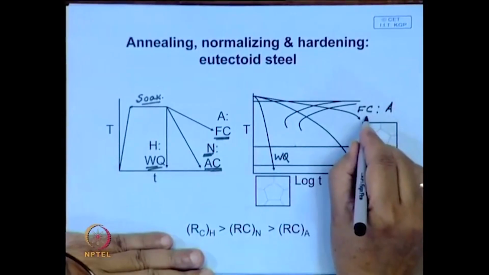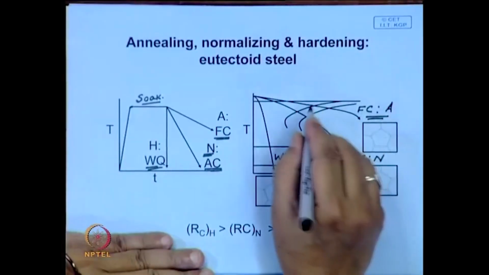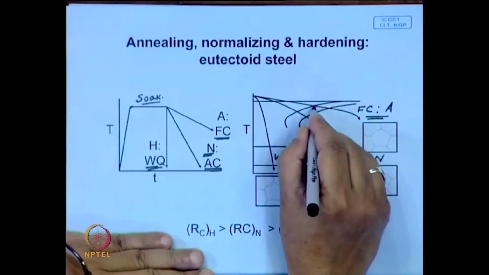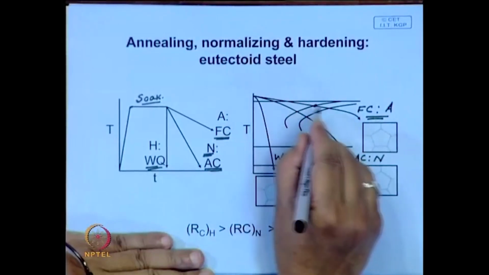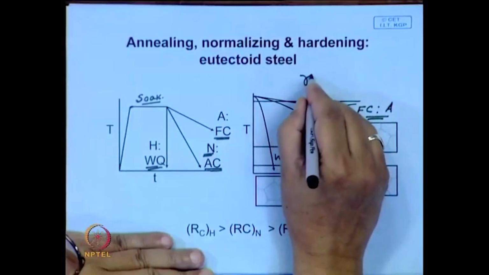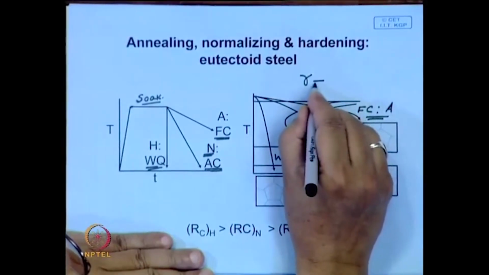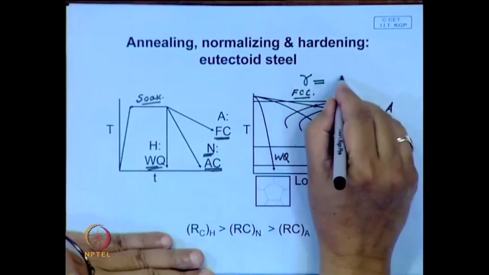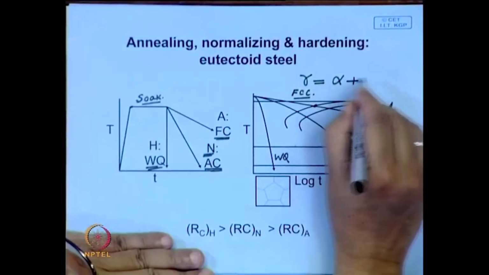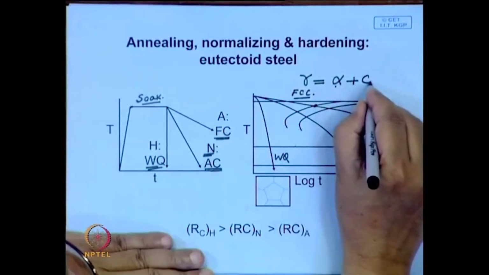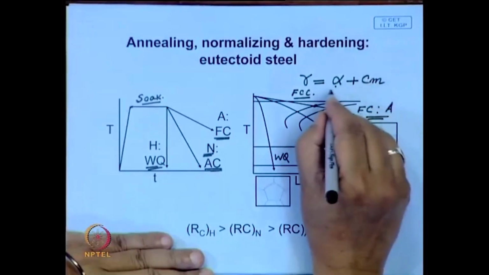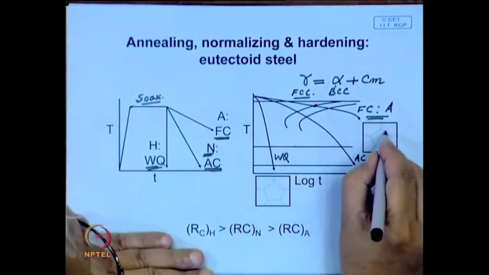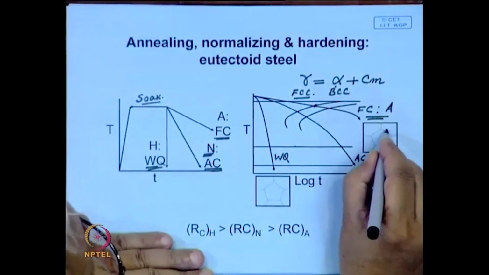So, consider this particular case, annealing. This is the CCT diagram. On the CCT diagram, this shows the time as it crosses this, then the decomposition of austenite starts. It is a eutectoid decomposition. Austenite, which has a face centered cubic structure, transforms into a mixture of ferrite and carbide, which is called cementite. This has a body centered cubic structure.